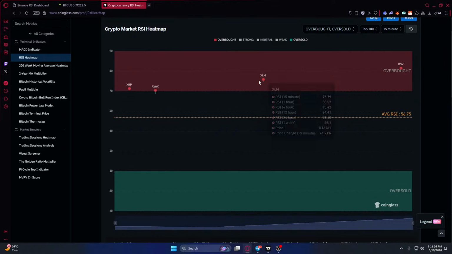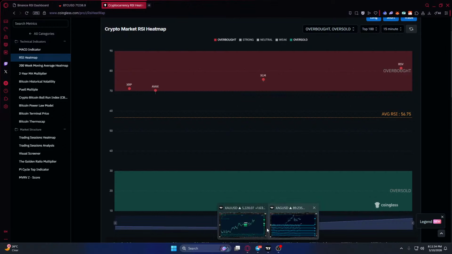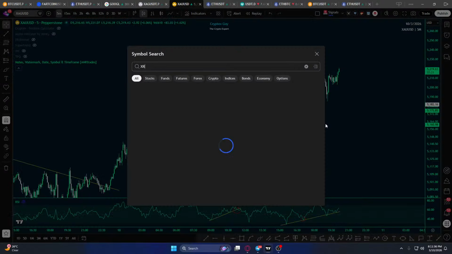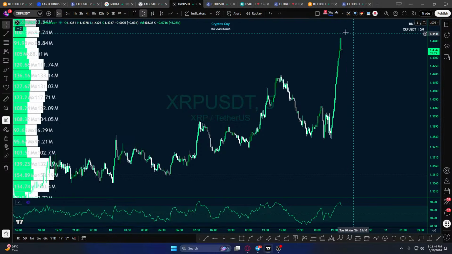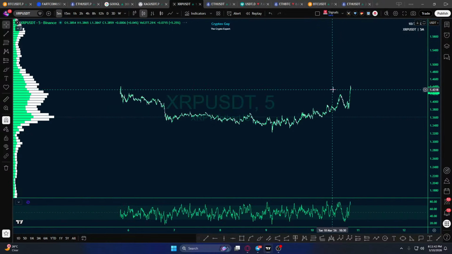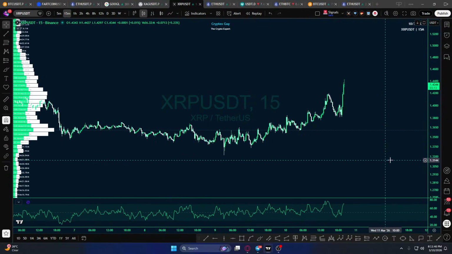And we have XLM here, AVAX here, SRP here, and BSV here. So for scalps, we have 4 points. I will check every point. So we have first SRP here. So let me just see SRP USDT here. So yep, you can see we have a crazy pump here on the 15 time frame. We have our RSI divergence here.